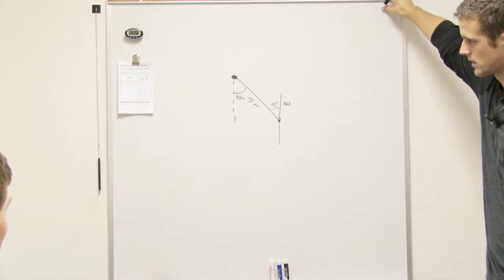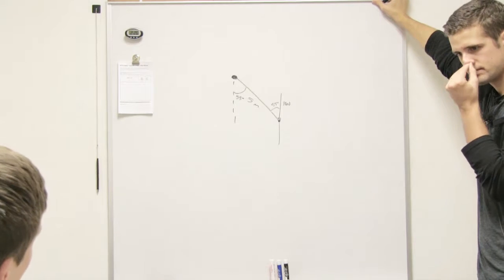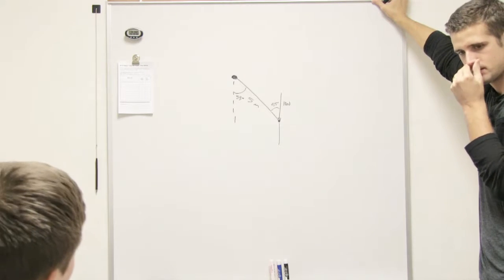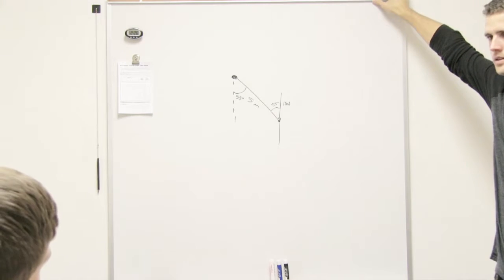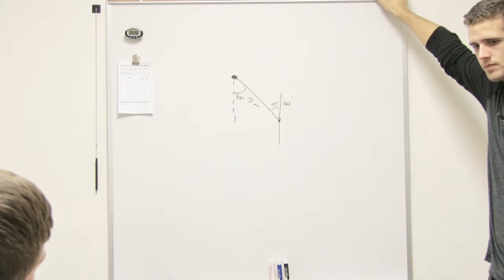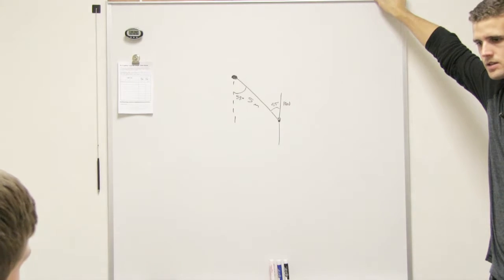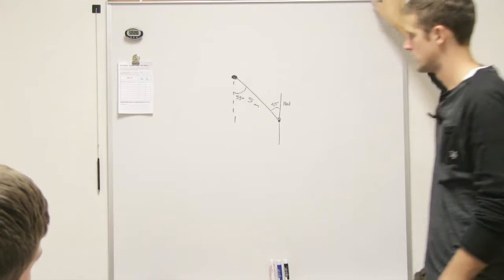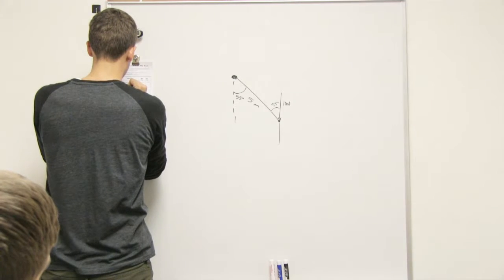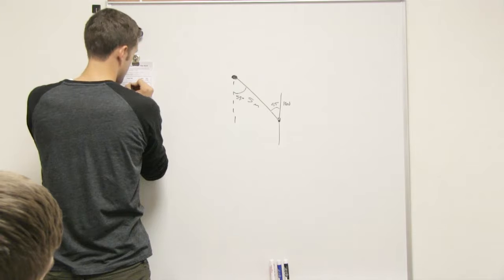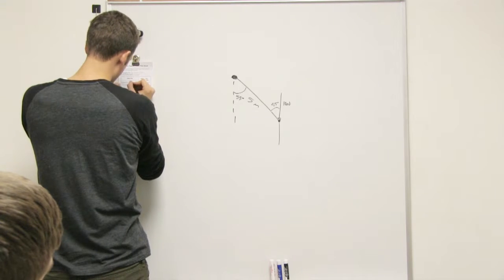Okay. So this time we're going to have to use sine again. 10 sine 55 times 5. Okay. So that'd be right.